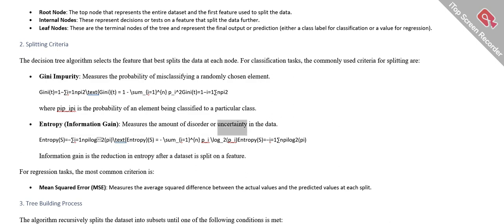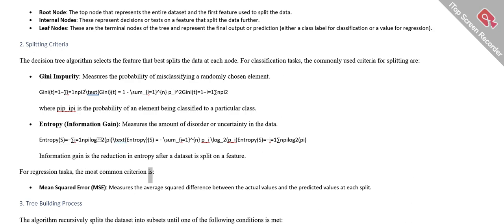Entropy and information gain: entropy measures the amount of disorder or uncertainty in the data. Entropy(S) = -sum from i=1 to n of p_i log2(p_i). Information gain is the reduction in entropy after a dataset is split on a feature.